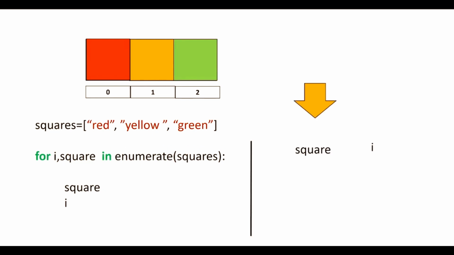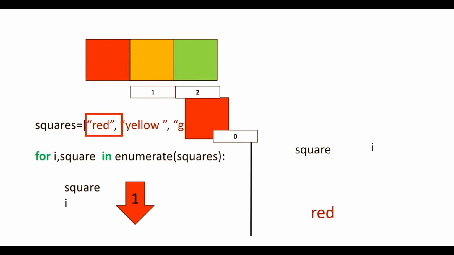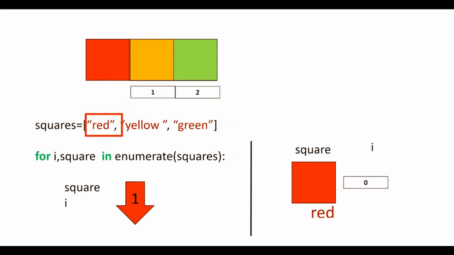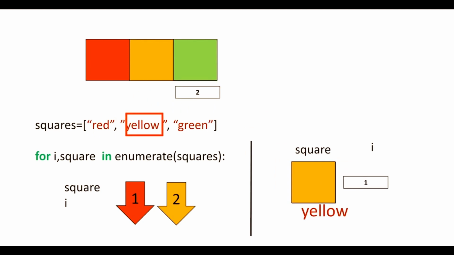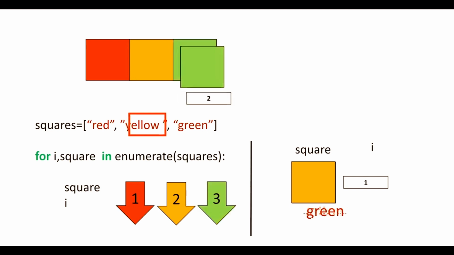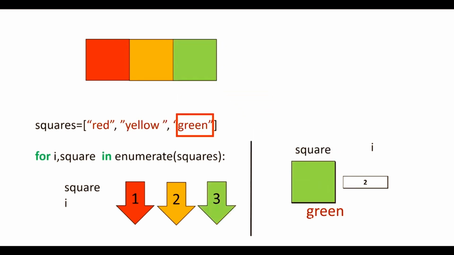The variable i is the index, and the variable square is the corresponding element in the list. Let's use the left part of the screen to display the different values of the variables square and i for the various iterations of the loop. For the first iteration, the value of the variable is red, corresponding to the 0th index, and the value for i is 0. For the second iteration, the value of the variable square is yellow, and the value of i corresponds to its index, i.e. 1. We repeat the process for the last index.